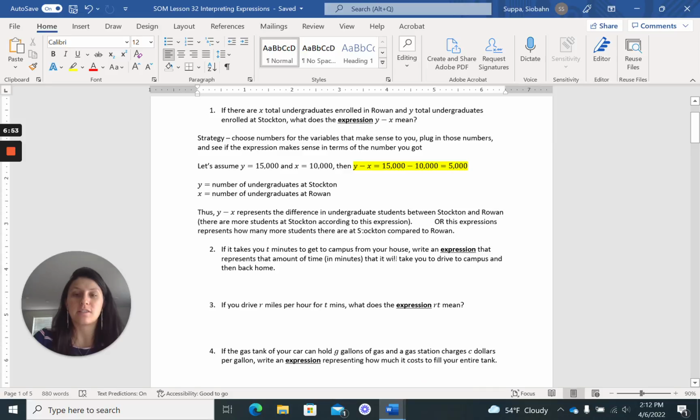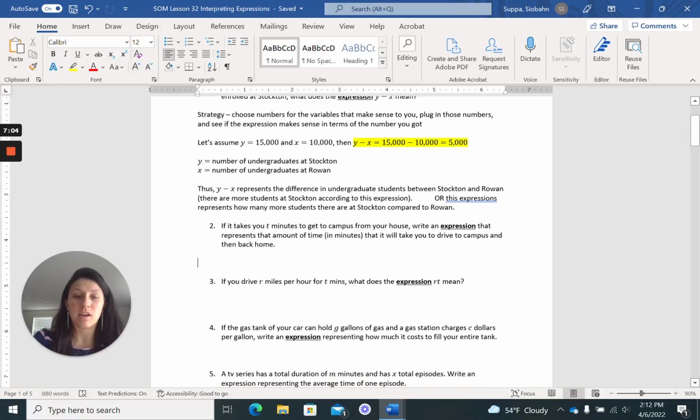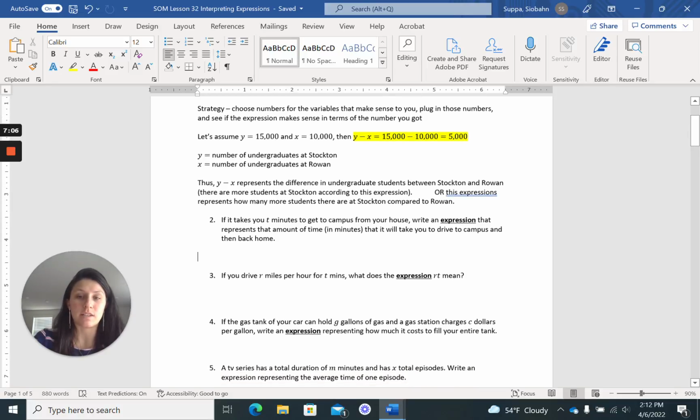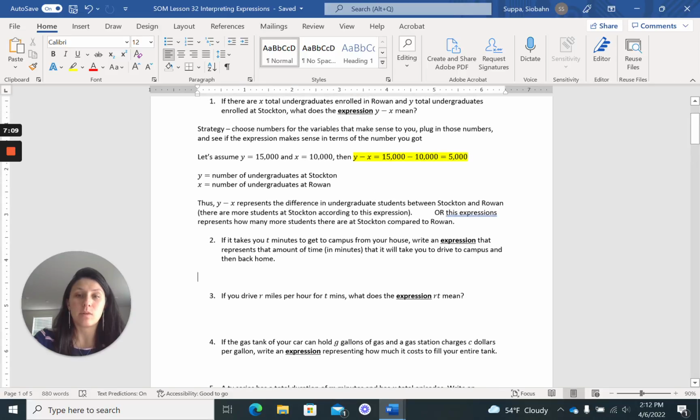Okay, so that was a kind of a long-winded way to explain the method I go through in my head for how to interpret this expression. So why don't you try, actually I'll do number 2 with you together and then I'll let you try 3 and 4 because this one says write an expression. So here we were given an expression and we interpreted it, and now we're being asked to write our own expression. So if it takes you T minutes to get to campus from your house, write an expression that represents the amount of time in minutes that it will take you to drive to campus and then back home.